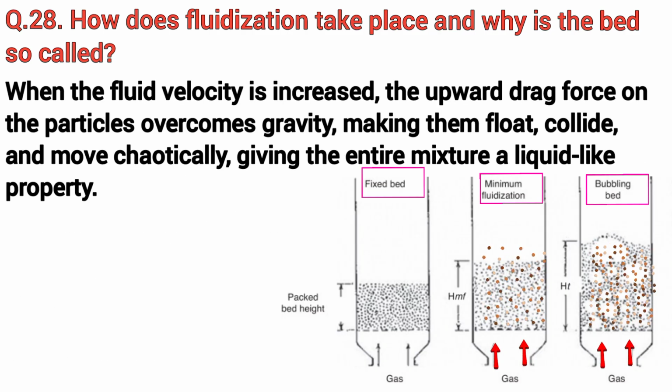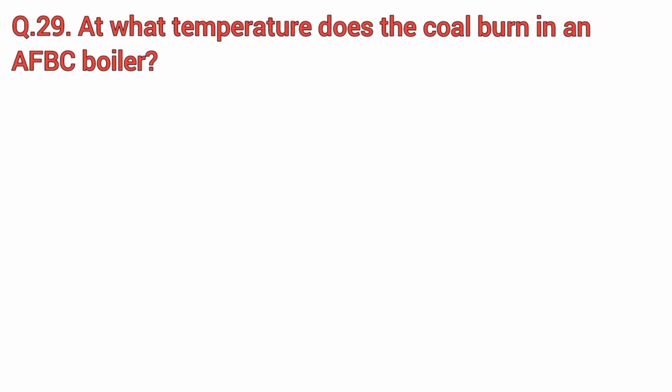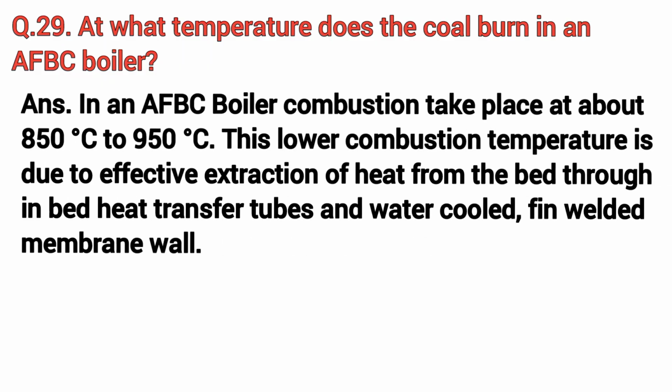When the fluid velocity is increased, the upward drag force on the particles overcomes gravity, making them float, collide, and move chaotically, giving the entire mixture a liquid-like property. At what temperature does the coal burn in an AFBC boiler? In an AFBC boiler, combustion takes place at about 850 degrees Celsius to 950 degrees Celsius.